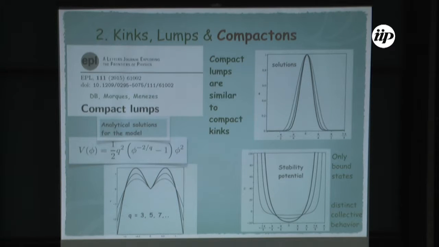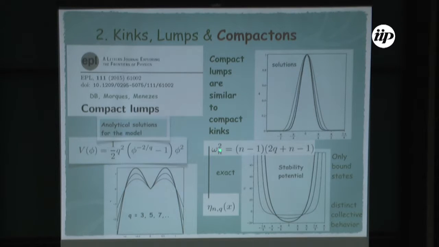This is the potential, the stability potential. The stability potential for Q3, for Q5, for Q7, they all go to infinity. The states are all bound states. There are no scattering states in this problem. Okay? So everything, I found the bound states. You see that the bound states are here.